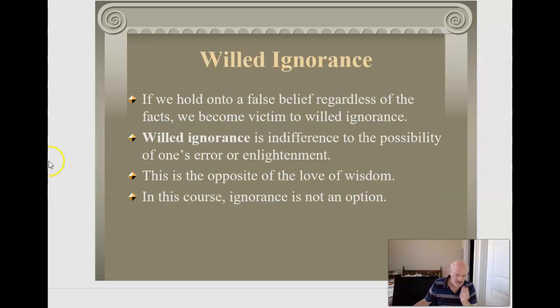The book makes a special reference to willed ignorance. This is a partly psychological term. We will find a lot of psychological connections in philosophy. Its definition is fairly straightforward. We hold on to a false belief regardless of the facts. We have willed ignorance. And that can also be defined as we don't really care about looking into whether or not we could be wrong. So willed ignorance is a negative. As it says here, ignorance is not an option. Philosophers are obsessed with knowledge and truth and their existence and the ways to get there.